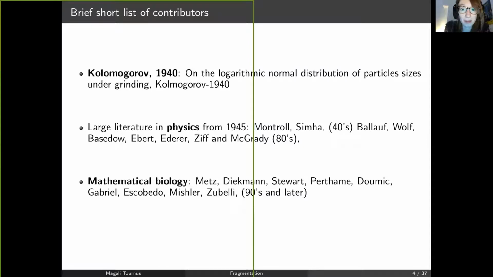From the 1940s, we have a lot of literature in physics about polymers fragmentation, where people are using this equation more in the discrete settings. And more recently, in mathematical biology, this equation is used to describe amyloid fibrils, but also cell division and bacteria division.